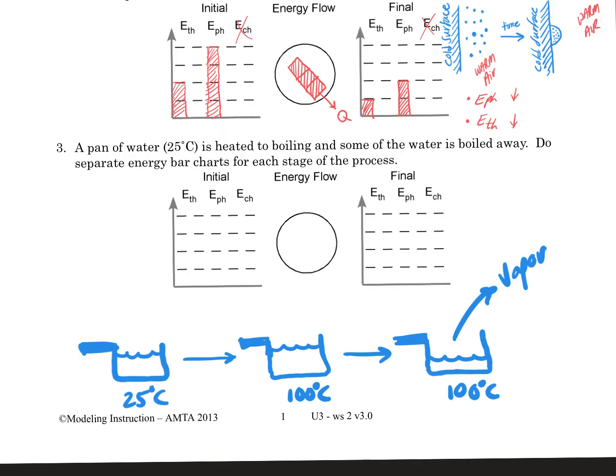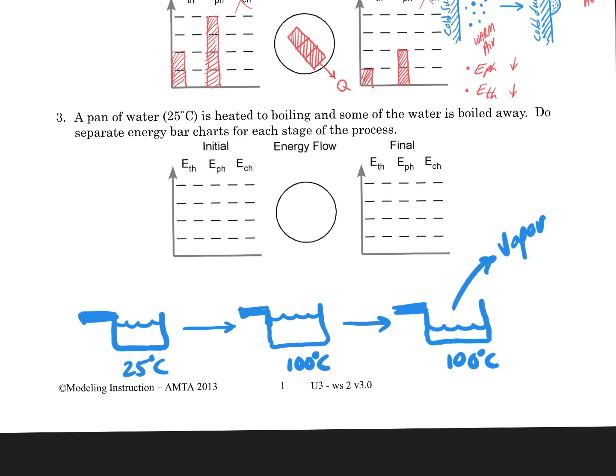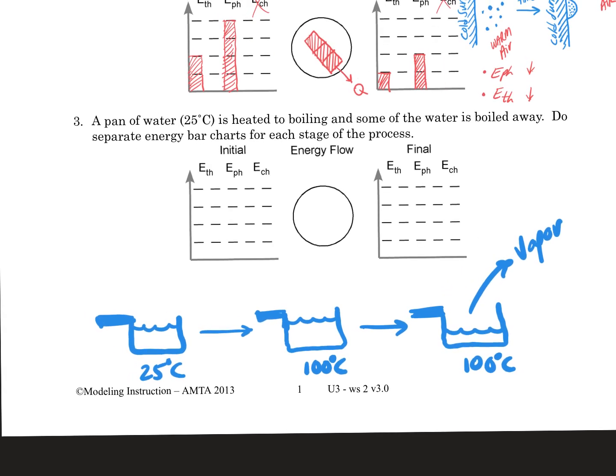All right, in this problem, we've got a pan of water. It's at 25 degrees Celsius. It's heated to boiling, and some of the water is boiled away. Do separate energy bar charts for each stage of the process. So to start out with, like I said, sometimes it's helpful to have a diagram. I drew a pan of water. See what I did there? Isn't that a nice pan? There's my pan of water at 25 degrees Celsius.